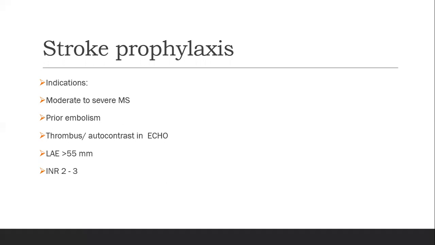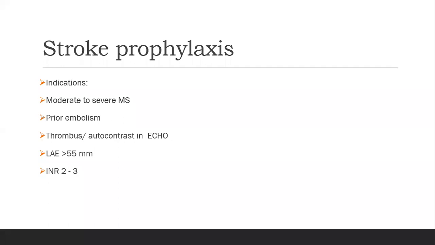So moderate to severe MS, prior embolization, thrombus, left atrial size more than 55 millimeter. We have to give anticoagulation to maintain INR in the range of 2 to 3. This is another question for you. What are the anticoagulants? We have vitamin K antagonist, novel oral anticoagulants.